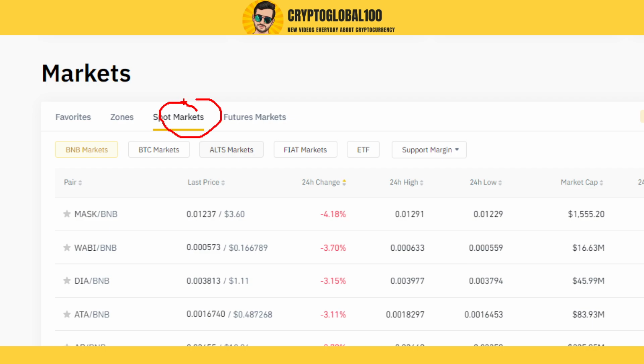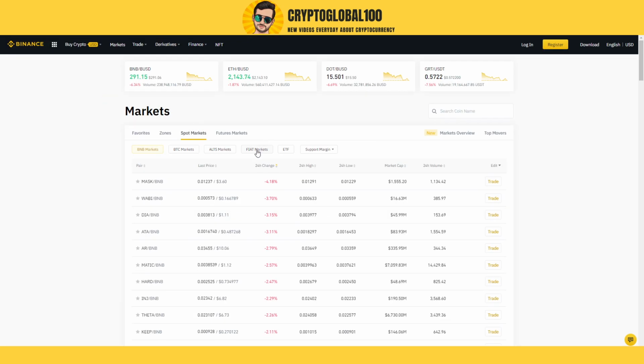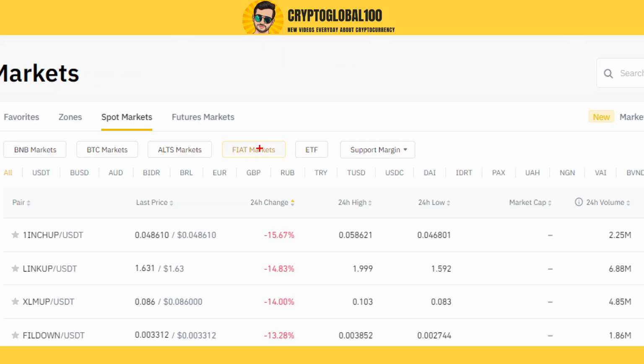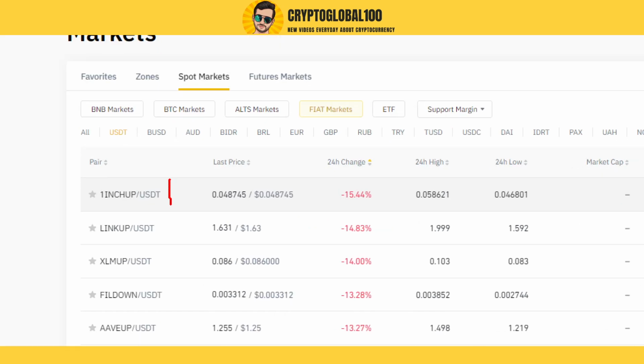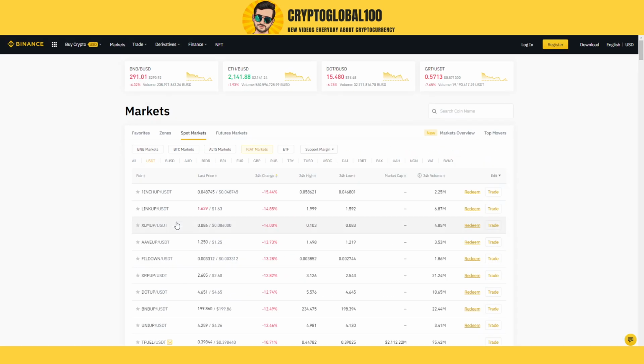Click on the spot markets, and then from there click on the fiat markets, just like this one. I have clicked on this fiat market. From there you click on the USDT. Now I clicked on the USDT, and you can see everything is paired with USDT.